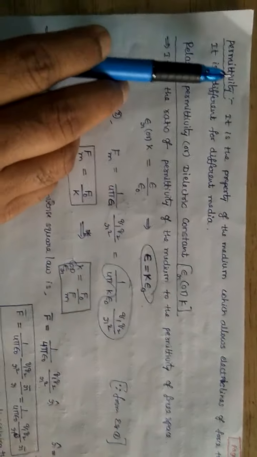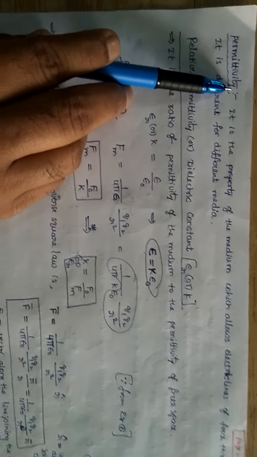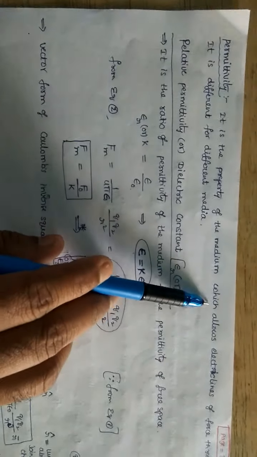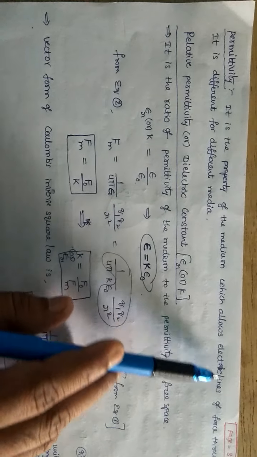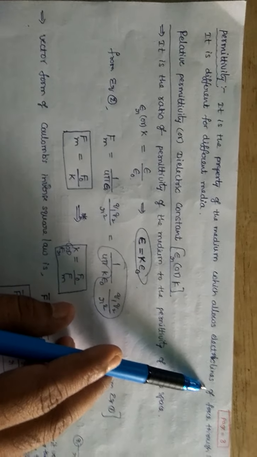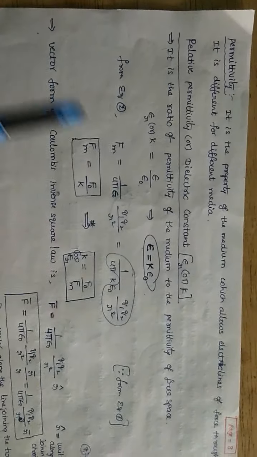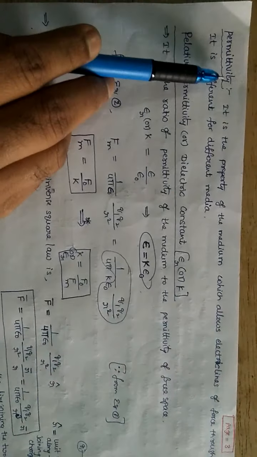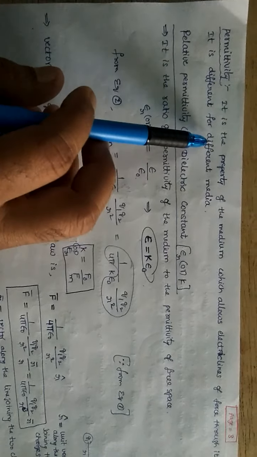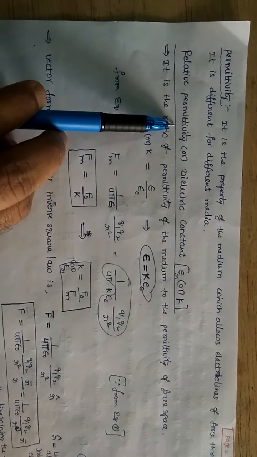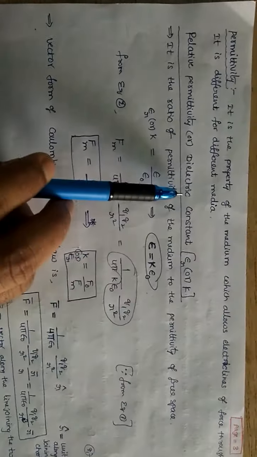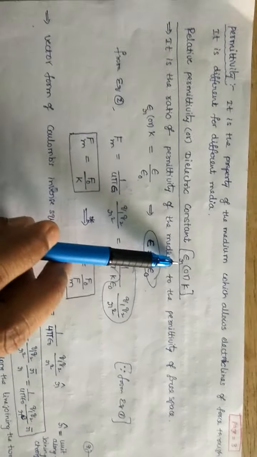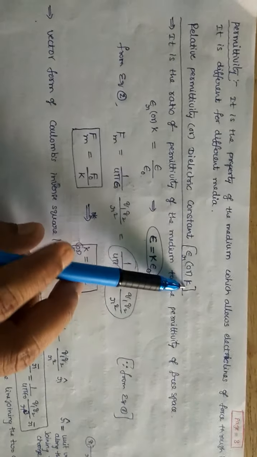Now coming to permittivity. What is meant by permittivity? It is the property of a medium which allows the electric lines of force through it. Every medium does not behave in the same way. That is why permittivity is different for different media. Now relative permittivity. Remember this definition. It is also known as dielectric constant. Symbol is epsilon r, also called k.